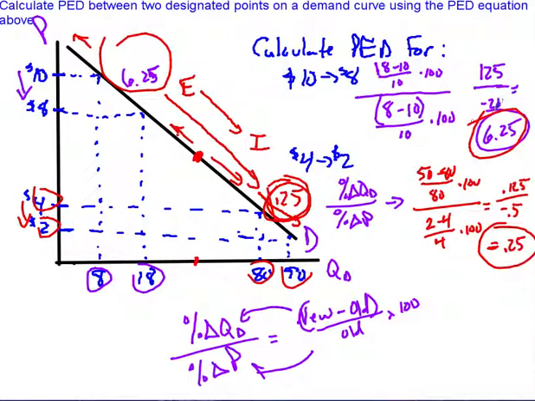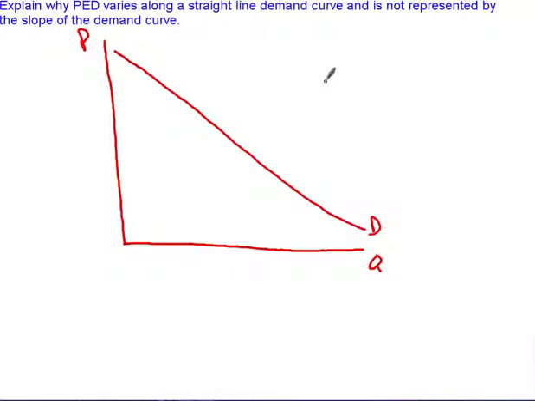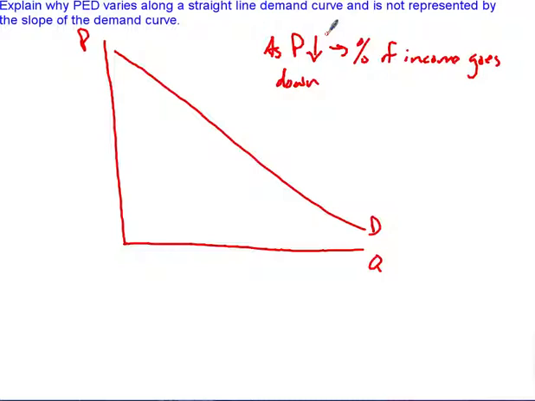All right, and so what we want to do is figure out why that is. And when you do that, I want you to think about the determinants of demand. And so as the price goes down for a product, all right, what's happening to the percentage of your income that's being used to buy that product? All right, so as the price goes down, percentage of income goes down as well. And we know that if the percentage of your income is getting smaller, then the product becomes more inelastic.